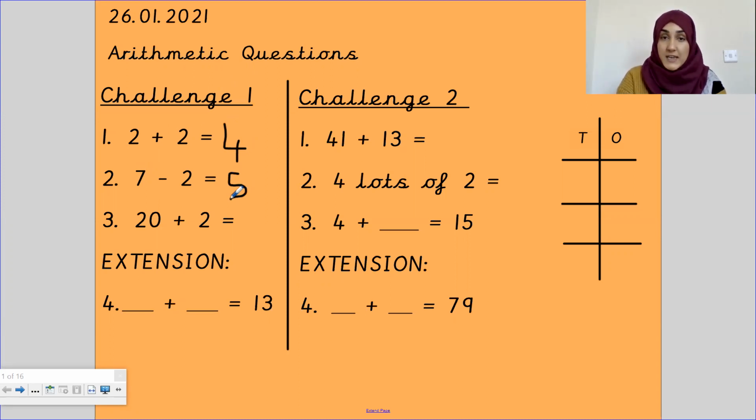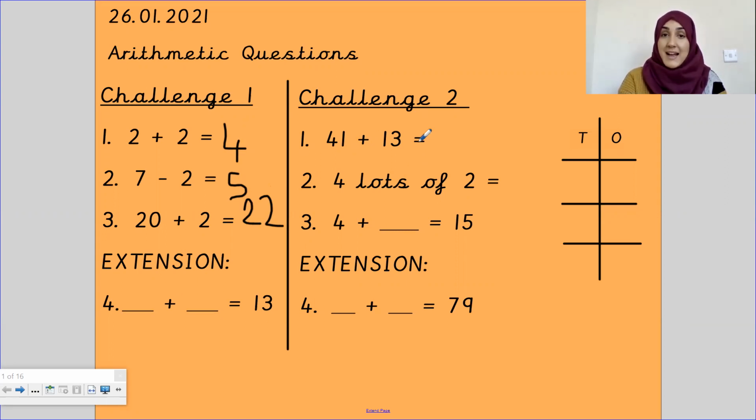Next I've got 20, add 2. So I'm going to put 20 in my head. I'm going to hold up 2 fingers. I'm going to count forwards. That's 20, 21, 22. So 20 add 2 equals 22. And then we've got our extension, which I'll be checking on Tapestry to see which 2 numbers you have added together to make 13.